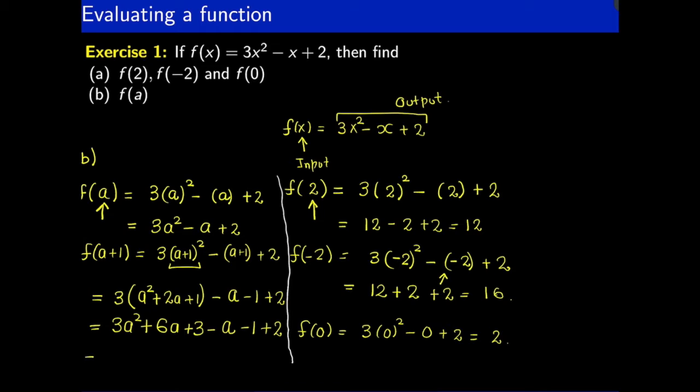Now we can collect the like terms. So 3a squared is by itself, nothing like it, but we have here 6a, and this is a negative a, so this will become 5a. And then the numbers: this is a 3, and this is a 2, and this is a negative 1. So this is going to be 5, but 5 minus 1, so this is a 4. So this is your final answer for this problem: evaluating the function at a plus 1.